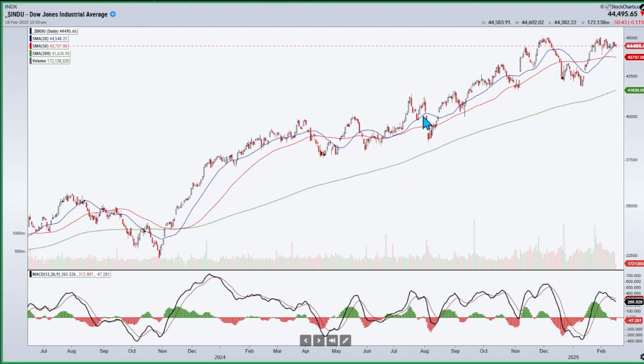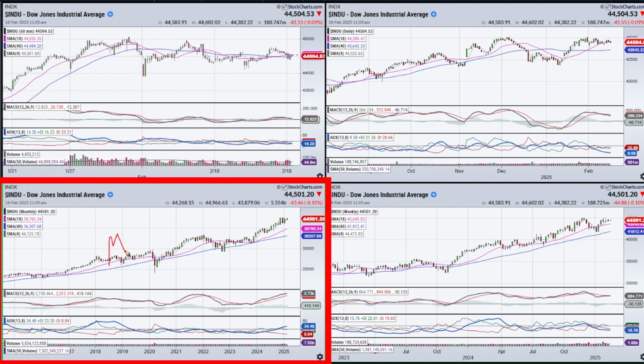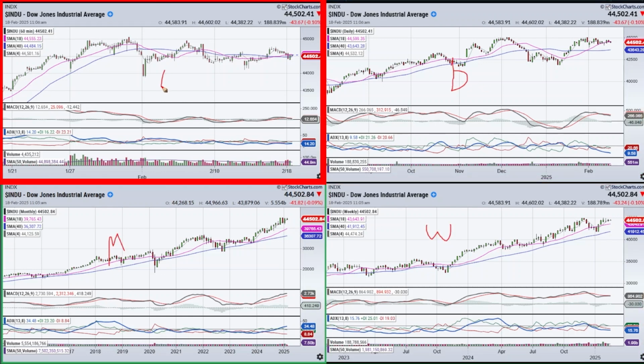All right. But what I found when I switched, so now I'm going to switch over to my setup with a Dow Jones Industrial Average with 4 time frames. So I've got a monthly here, I've got a weekly, and then a daily, and then an hourly chart.